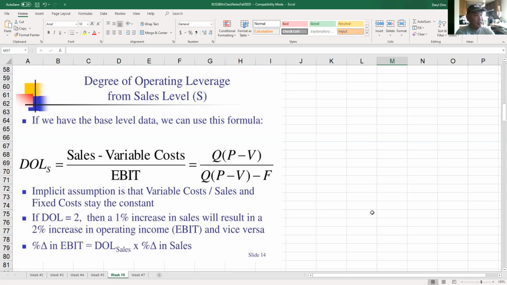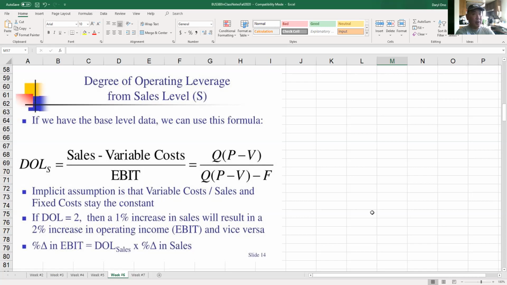So let's say you do this calculation and you calculate a degree of operating leverage of 2. Then that means that a 1% increase in sales will result in a 2% increase in EBIT. Now that looks good. But it works the other way also. If your sales decrease by 1%, your earnings before interest and taxes decrease by 2%.